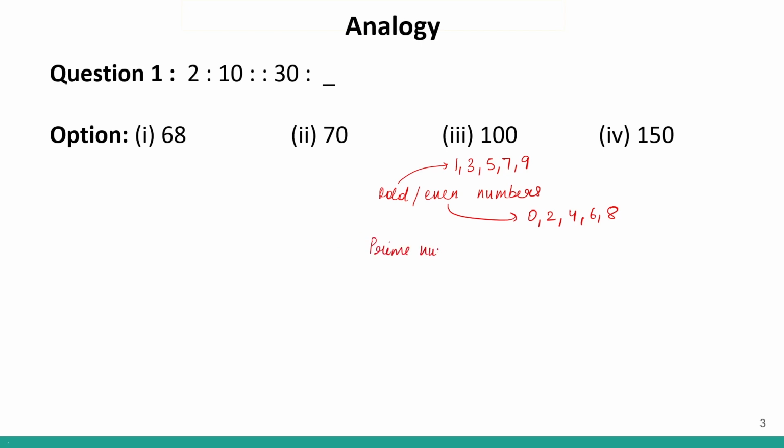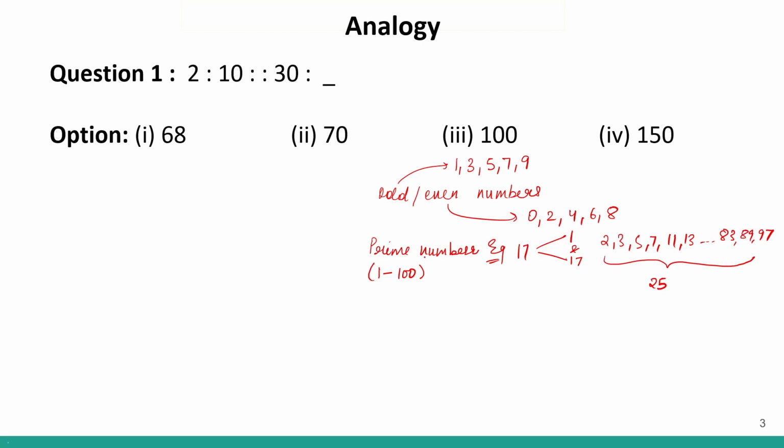Prime numbers are those numbers whose factors are 1 and the number itself. For example, if we have the number 17, 17 has two factors, 1 and 17, so 1 and the number itself. You should remember prime numbers of at least 1 to 100. If we start from 2, 3, 5, 7, 11, 13, up till 83, 89 and 97, these are the prime numbers that you should remember. In totality, there are 25 prime numbers between 1 and 100.